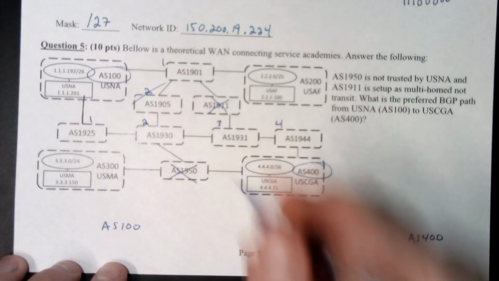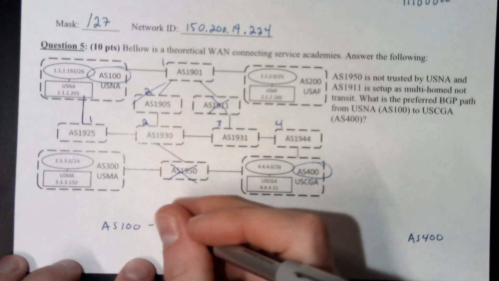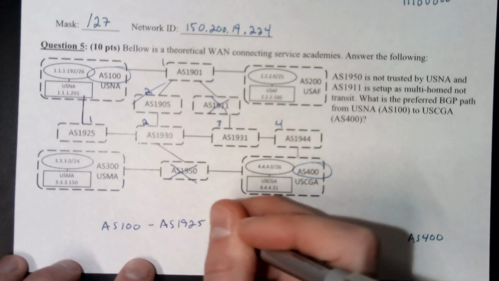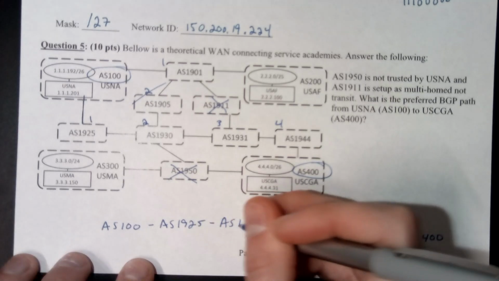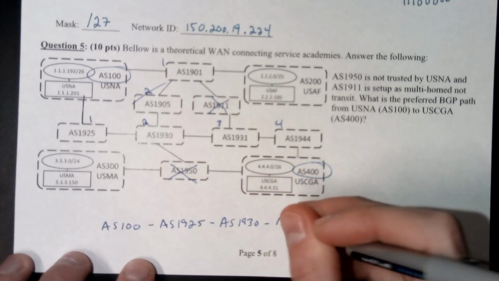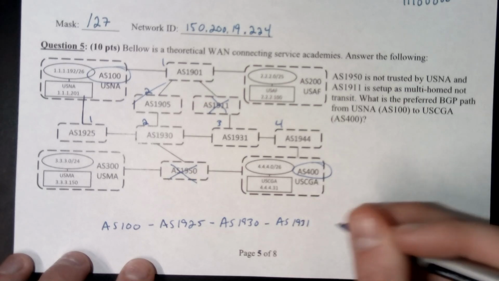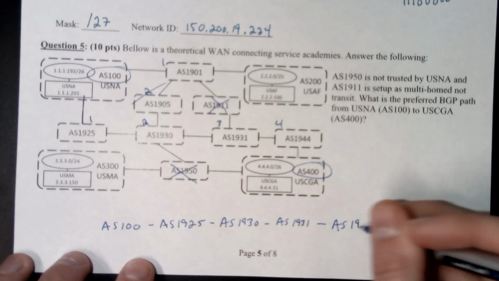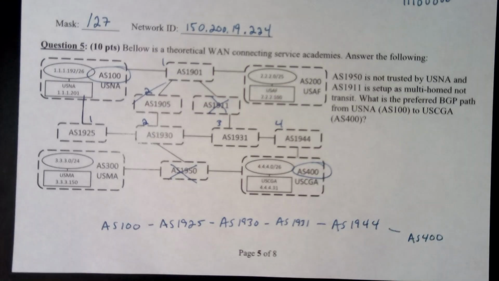I go to AS100 to AS1925 to AS1930 to AS1931 to AS1944 to AS400, and that's my full path.